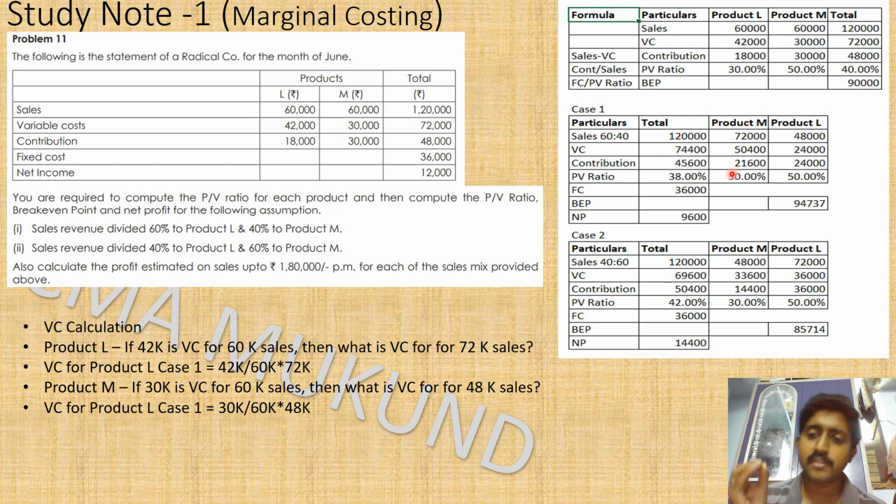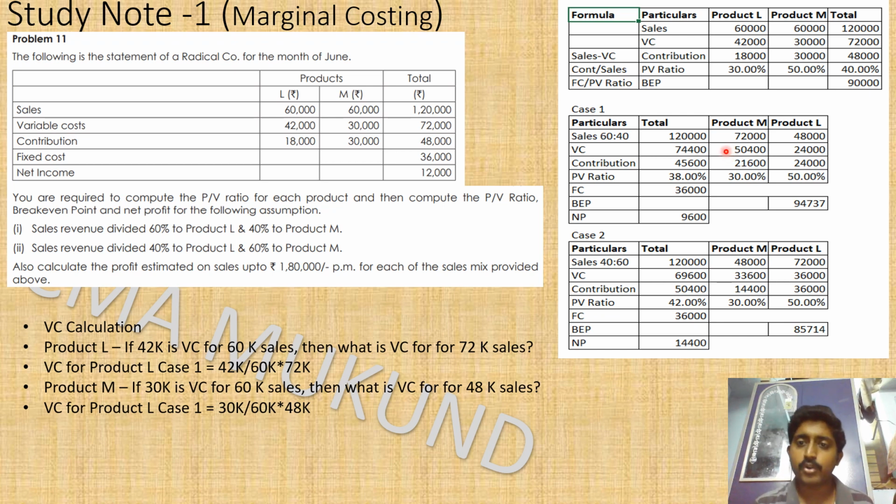But the result is the person who is going to evaluate your question paper will strike out the complete problem. Okay, we should not end up there, so we have to be clear. If 60,000 is the sales, 42,000 is the variable cost. If 72,000 is the sales, the variable cost should be different. This is the first level of thinking you have to do. So variable cost cannot be 42,000. Variable cost will be something different.